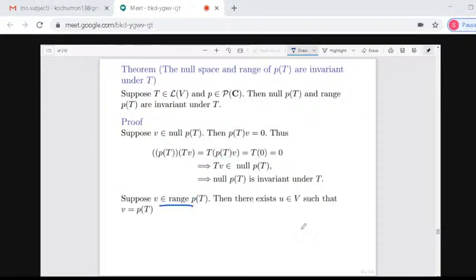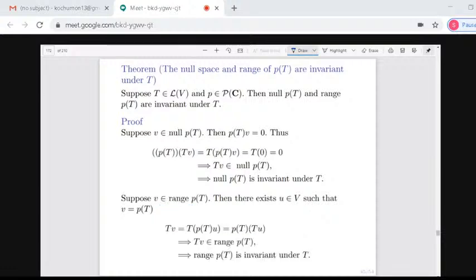Suppose v is in the range of P(T), then there exists u in V such that v is equal to P(T)u. Maybe I'll skip this.